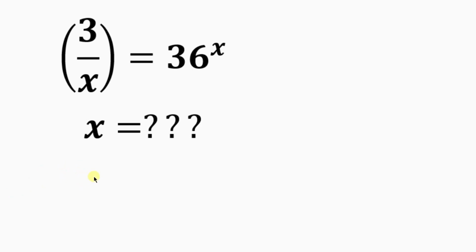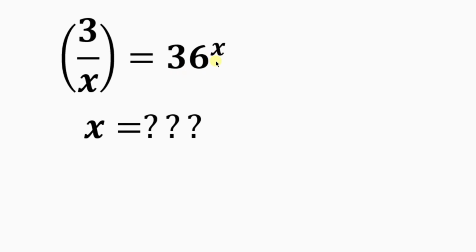You will 100% get this Maths Olympiad question wrong. In this video, I'm going to show you how to find the value of x, given that 3 all over x is equal to 36 to the power of x.